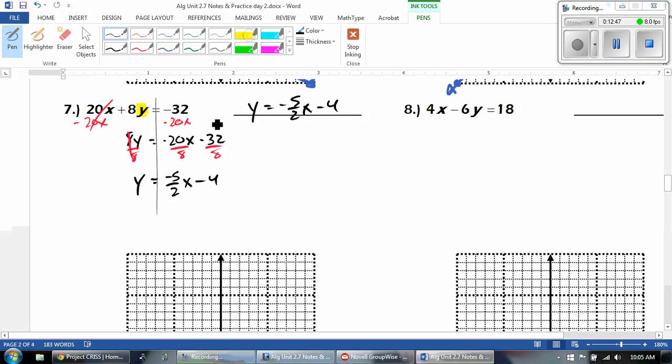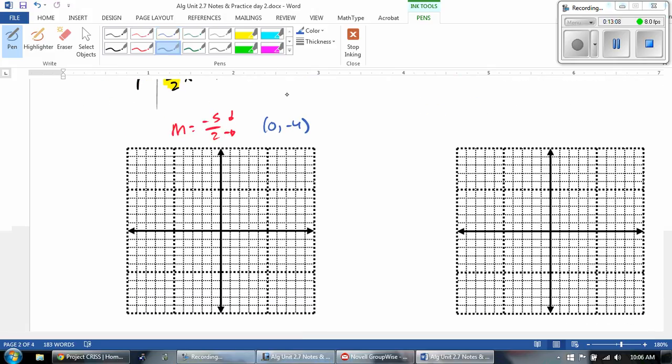Okay, just remember that you had to reduce your fraction, okay? The -20 over 8 reduces to -5 over 2, okay? So my slope is -5 over 2. I'm going down 5 to the right 2, and my y-intercept is 0, -4. So at 0, -4 is where I start. I go down 5 over 2. Okay, and go both directions. Up 5, left 2, 1, 2, 3, 4, 5, over 2, and then graph that line.